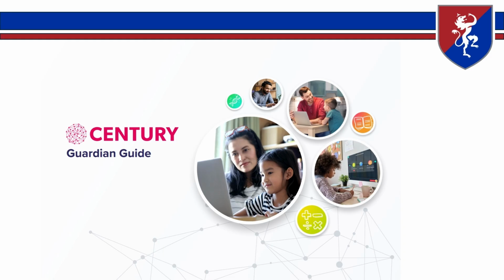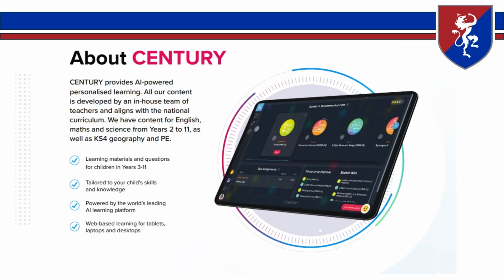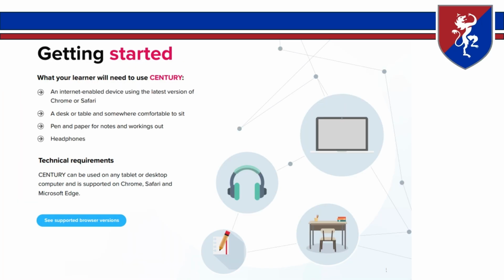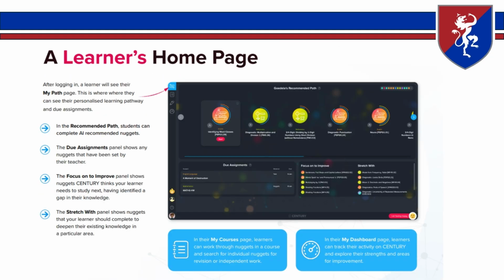Now we'll go into Century. What is Century? Century is an AI-powered personalized learning tool. All the content is developed by an in-house team of teachers and aligns with the national curriculum. It has content for English, Maths, and Science. Getting started with Century: it doesn't require an app to install. It works on a browser. It's a browser-based platform, so you can use Chrome, Safari, or Microsoft Edge.